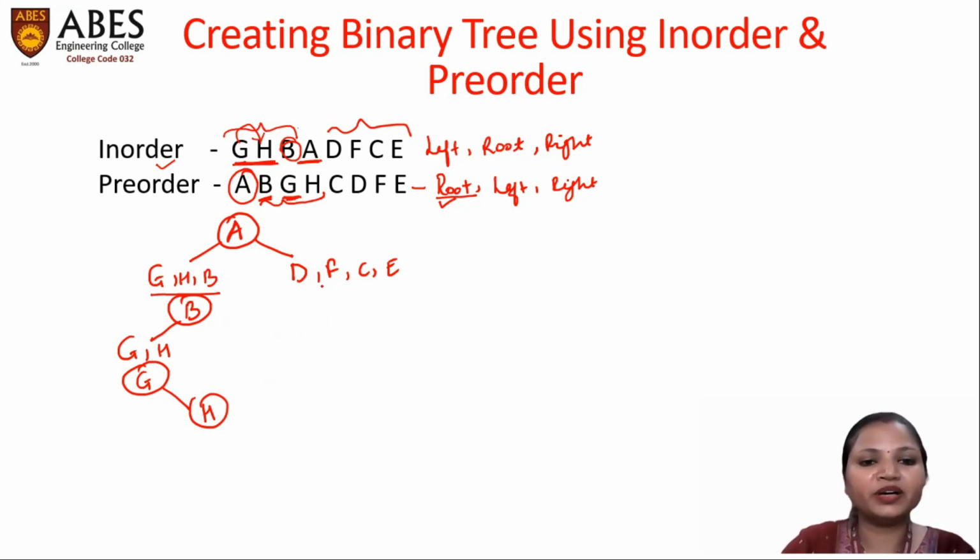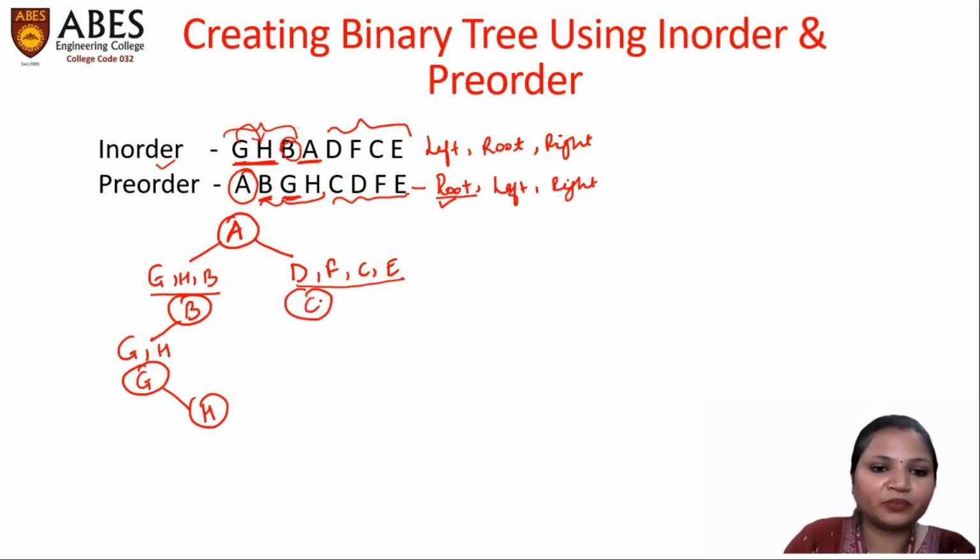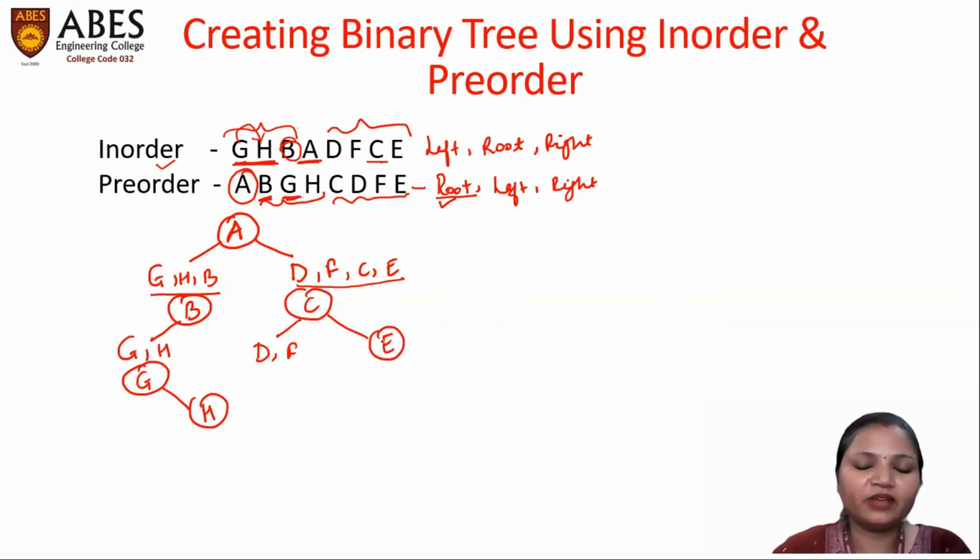Now move back to DFCE. Now, which comes first in preorder from among all these four? C. So C will become the root node. Now check for inorder. C is the root node. All elements on its left will be part of the left subtree. So D and F will become part of the left subtree, and E is on the right hand side.